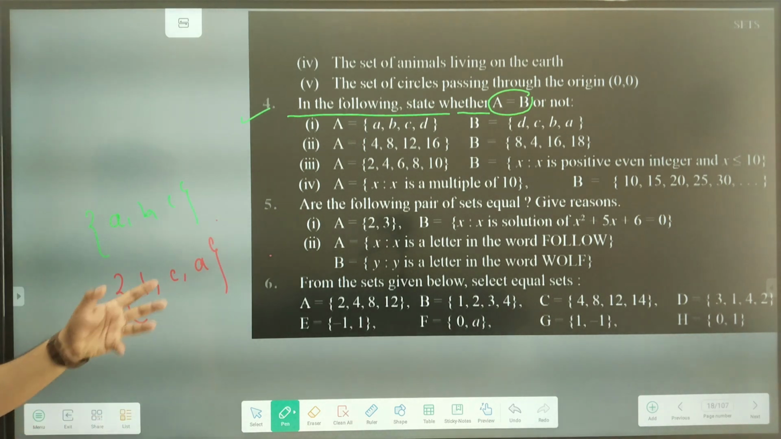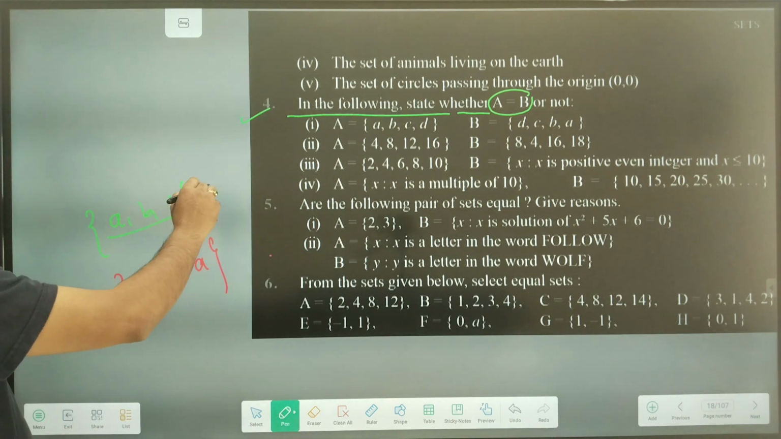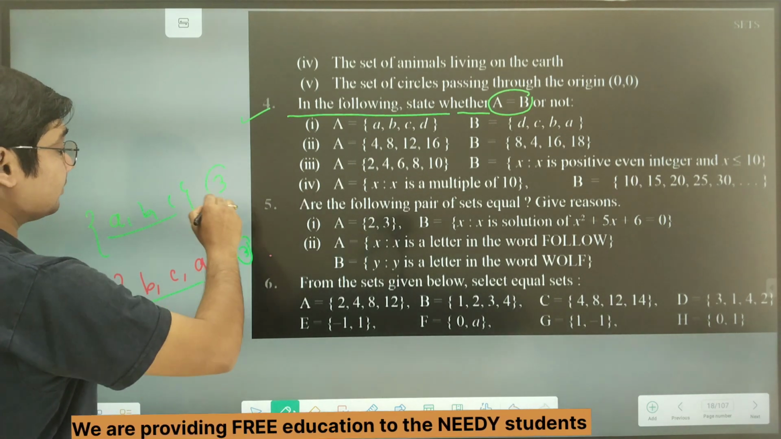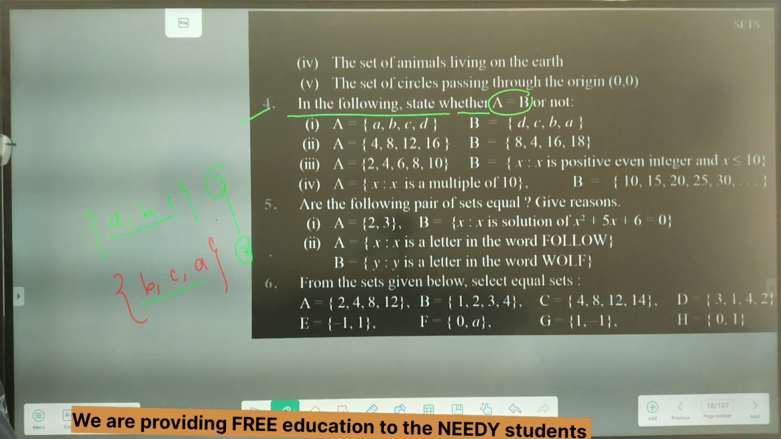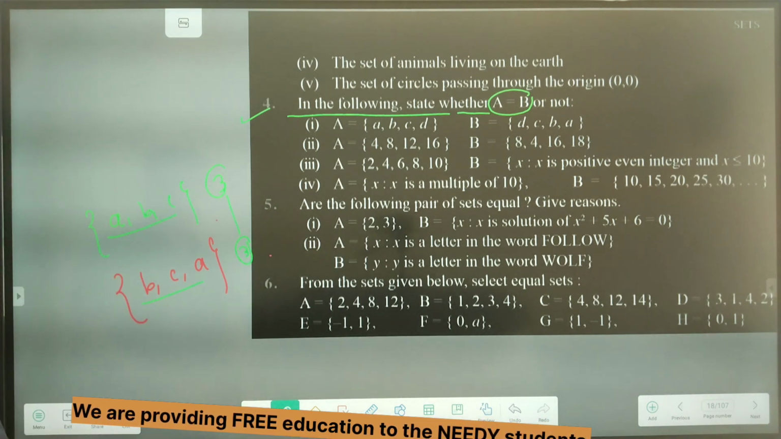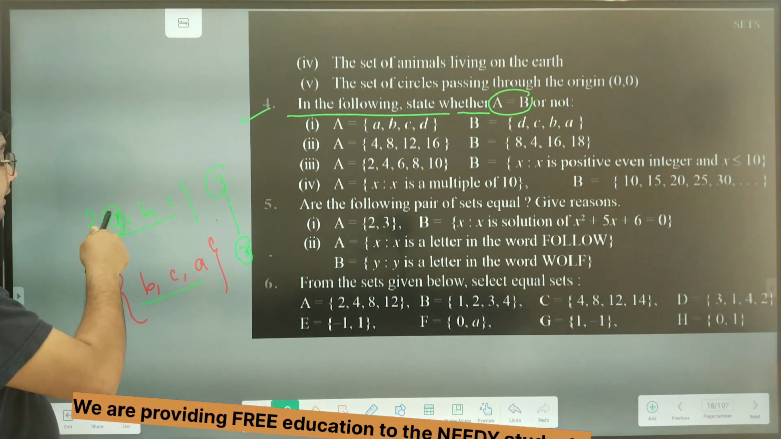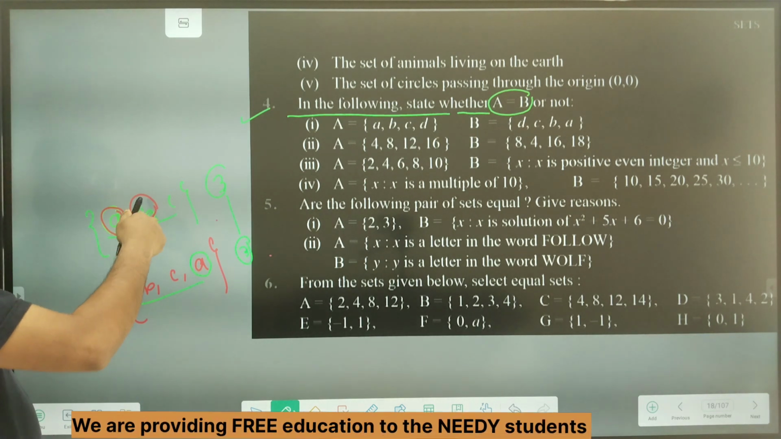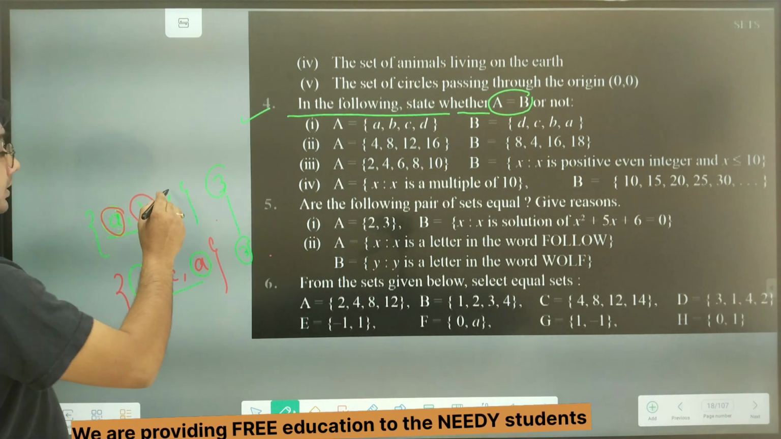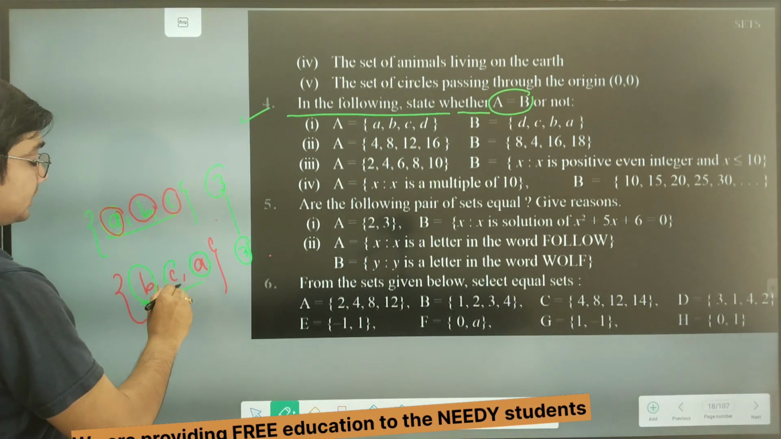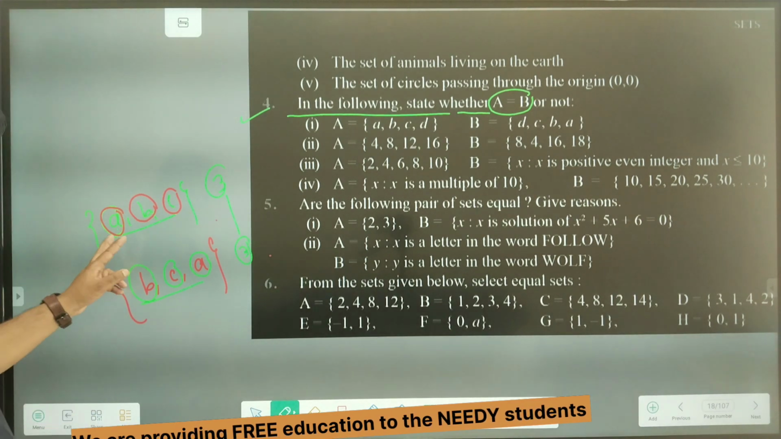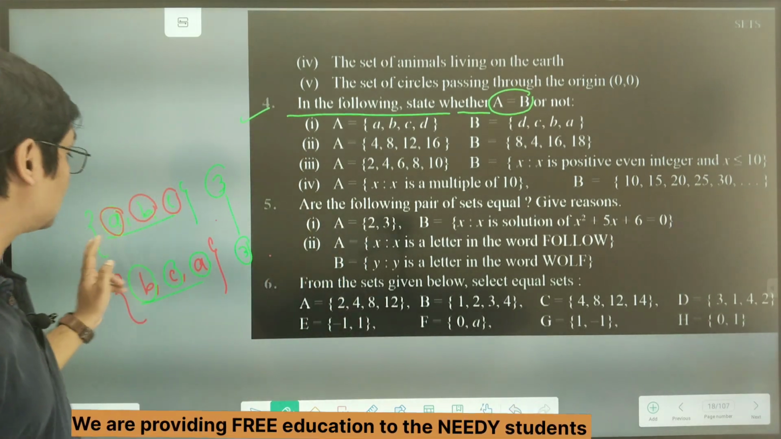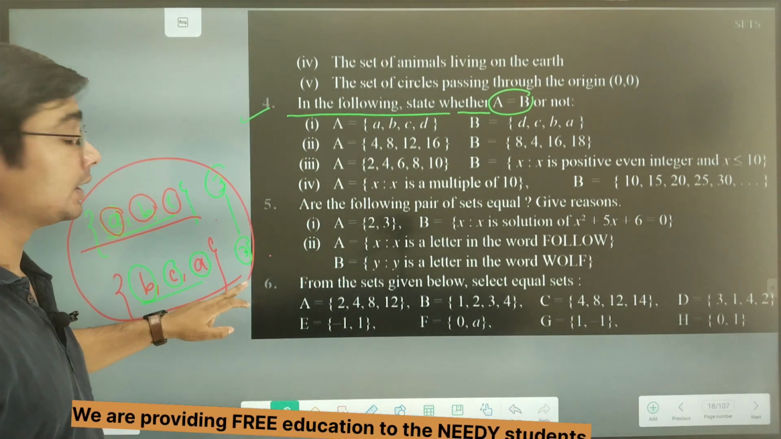Here you see how many elements are there in the first set. There are 3 elements. Here also there are 3 elements. That means the number of elements is the same, as well as the elements are also the same. Here A is an element, here A is an element. Here B is an element, here B is an element. Here also C is an element, here also C is an element, right? That means the number of elements as well as the elements are the same. That means these two sets are equal.